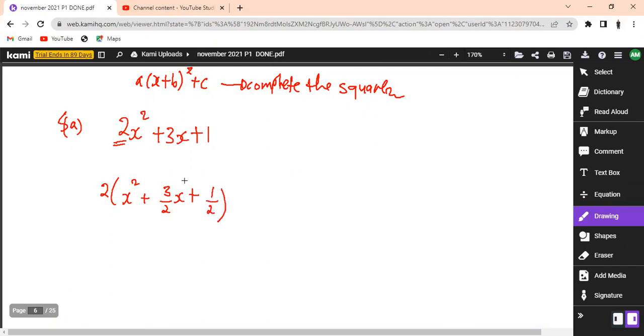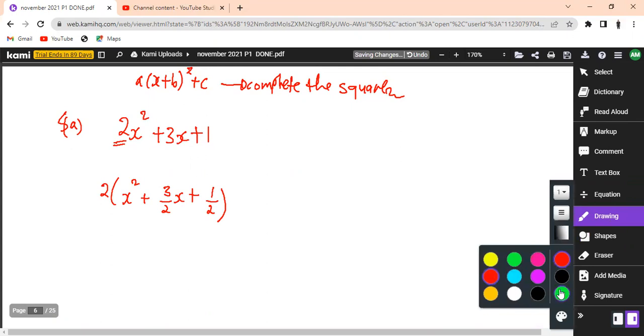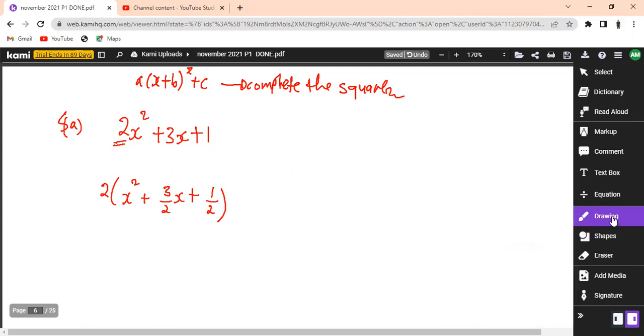Remember that after that you have to find half the coefficient of x, and take note of the sign of the number that you have here, which is 3 over 2. So we need half the coefficient of x, which is 3 over 2, and we have to square this. If we square this, we are going to obtain 3 over 4 squared.